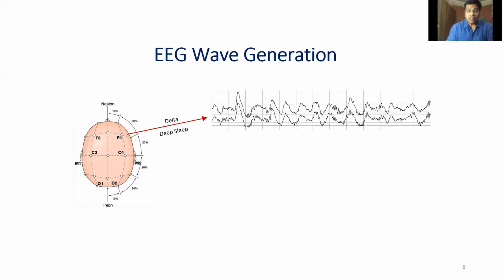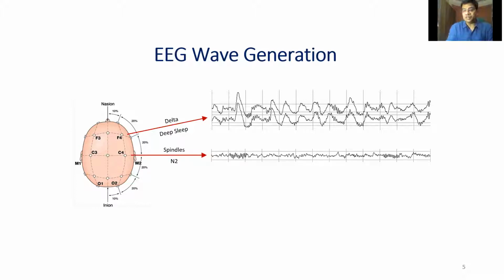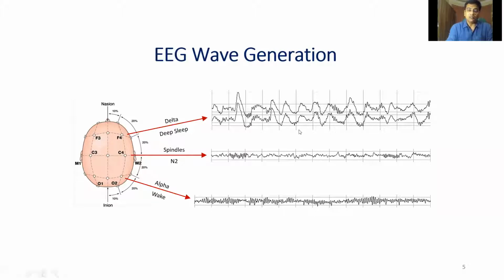Frontal channels will give you delta sleep, which is characteristic of stage N3. They also give you K complexes, which are a part of stage N2. Central gives us spindles, which are characteristic of stage N2. Occipital gives us alpha waves, which are characteristic of the wake stage. So AASM recommends F4, C4, and O2 as the main channels, which will be referred to as M1.